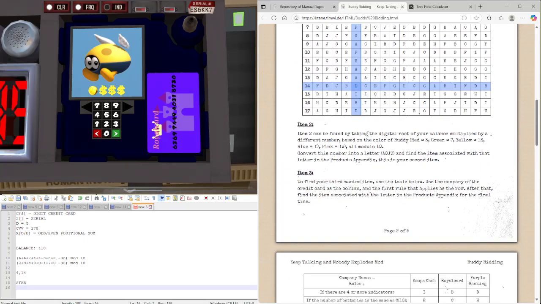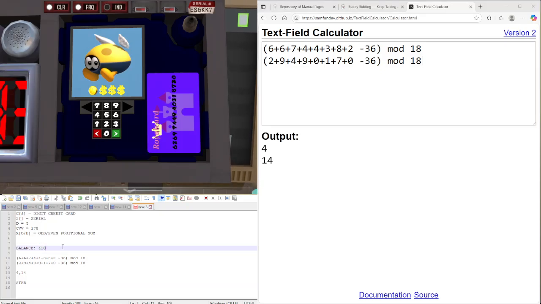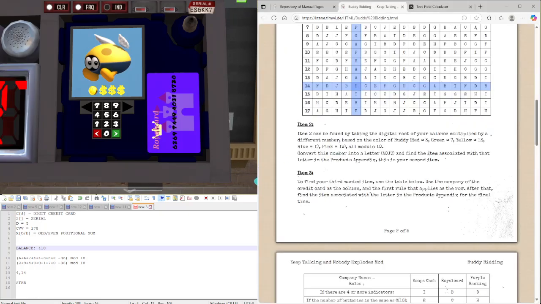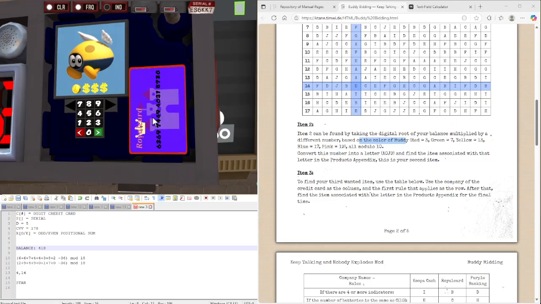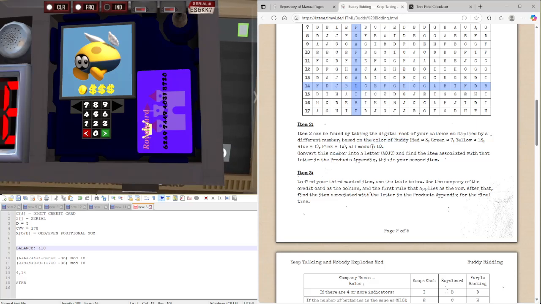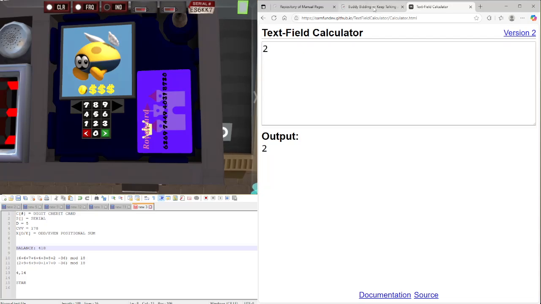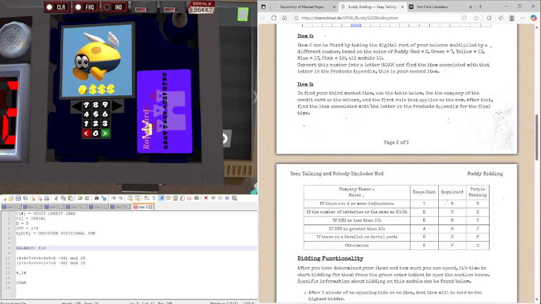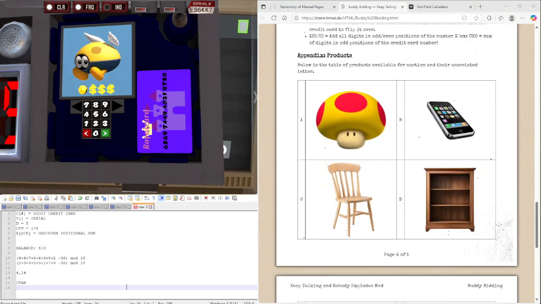The second wanted item is the digit root of our balance. Our balance was 418. 4 plus 1 plus 8 is 13, so the digit root is 4. And then it's multiplied by a different number based on the colour of the buddy. The buddy is yellow, so 13. The last digit, or mod 10, is 2. Convert this into a letter, A0J9, so A, B, C. C would be mapped to 2, so C is our letter, and C corresponds to chair.